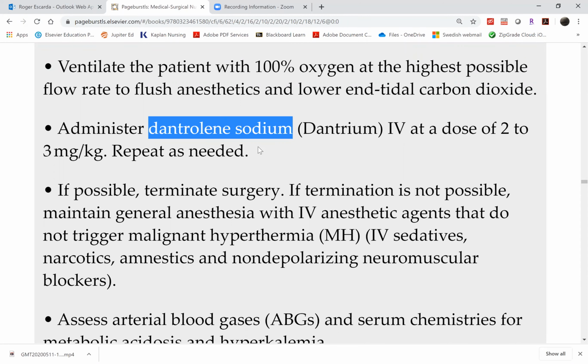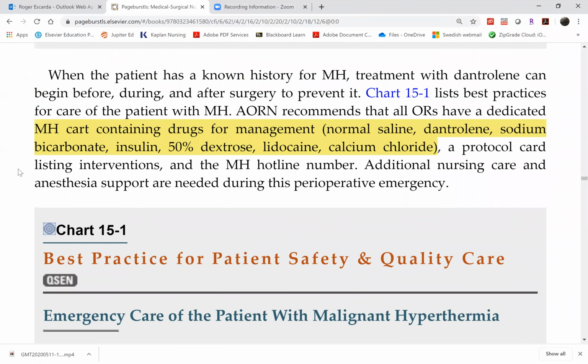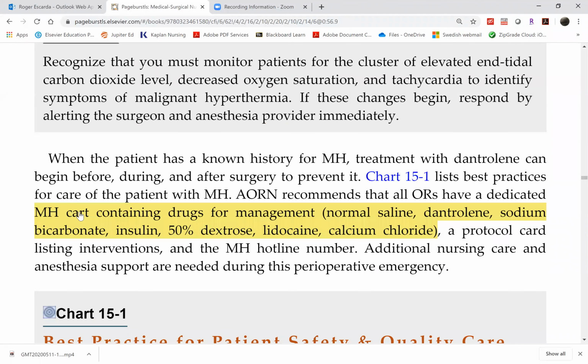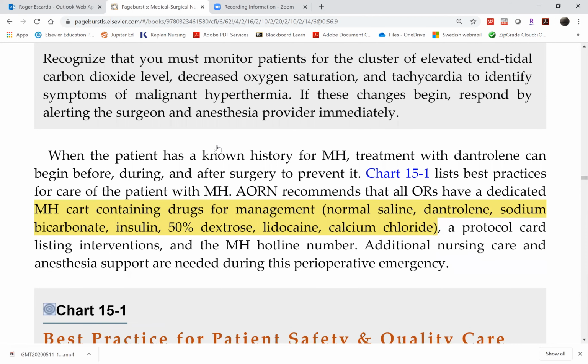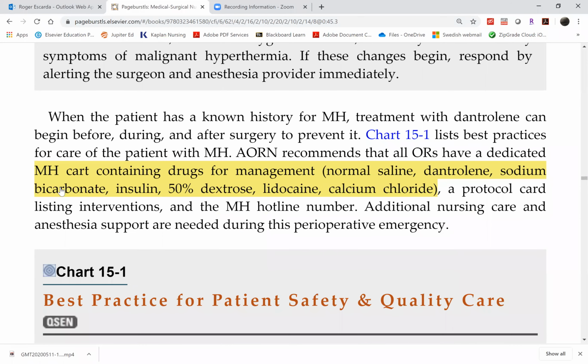So this is in the kit. So dantrolene sodium is in the kit right here. So this is the malignant hyperthermia cart. Dantrolene sodium is in there. There's normal saline in there. There's bicarbonate because we have the possibility of acidosis, right? So we need bicarbonate to neutralize the acidity.